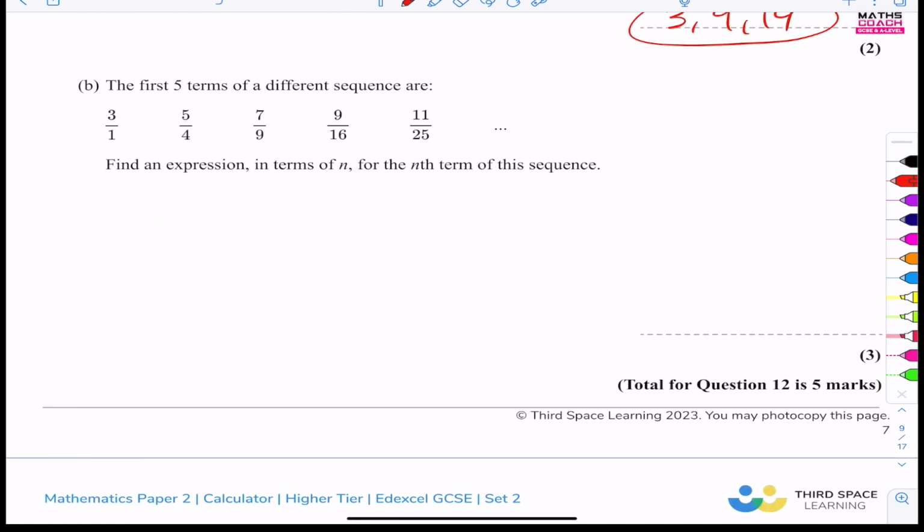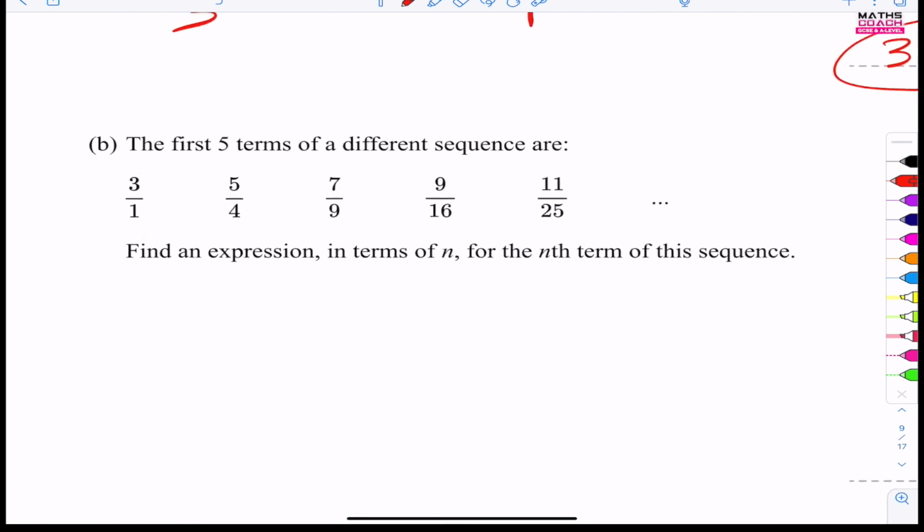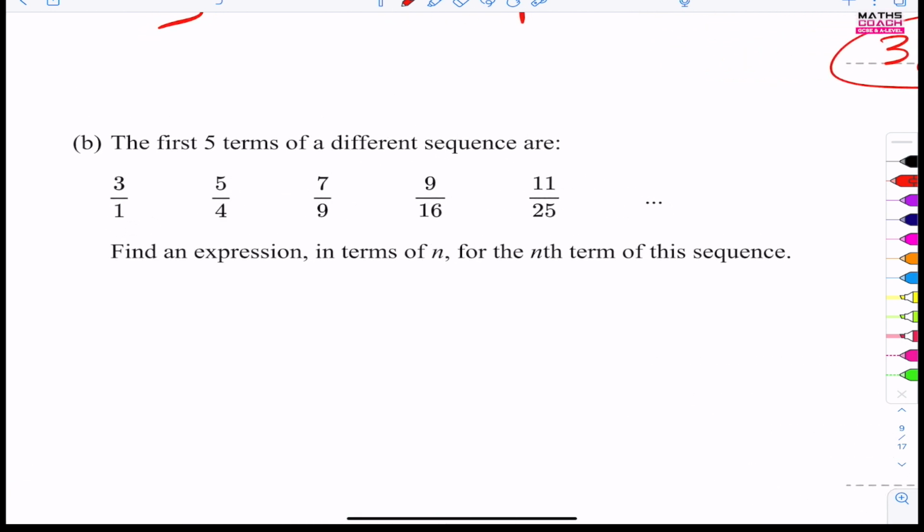Part B: the first 5 terms of a different sequence are 3 over 1, 5 over 4, and so on. Find an expression in terms of n for the nth term of this sequence. Now, when it comes to these questions, the top is done separately and the bottom is done separately. So you need to find the differences for just the top and work out what the sequence rule is, and do the same thing for the bottom. So let's start with the top. What's the difference between 3 and 5? How do you get from 3 to 5?